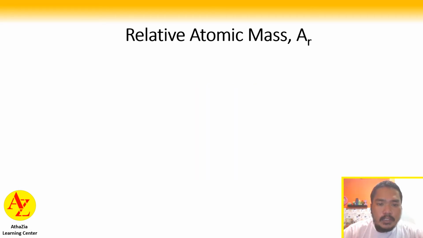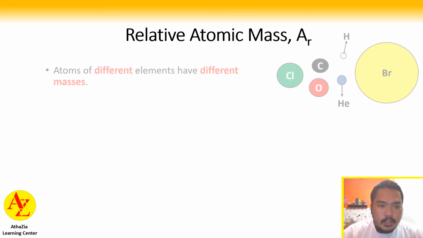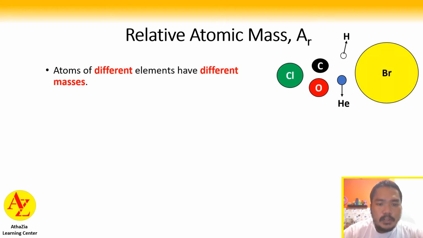Okay, about relative atomic mass. As we know, atoms of different elements have different masses. For example, here we have different kinds of atoms: chlorine, oxygen, carbon, hydrogen, helium, and bromine. When we perform chemical calculations, we need to know how heavy one atom is compared to another one. The mass of a single atom is so small that it is impossible to weigh it directly.